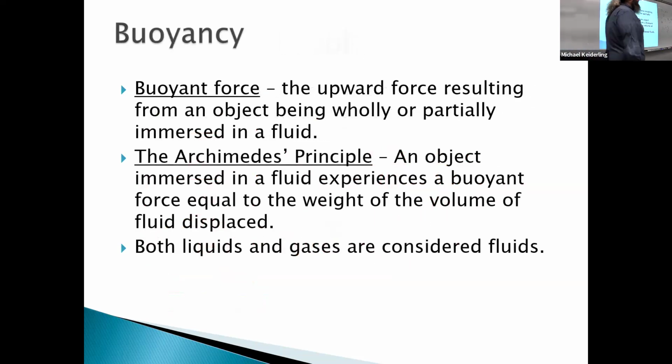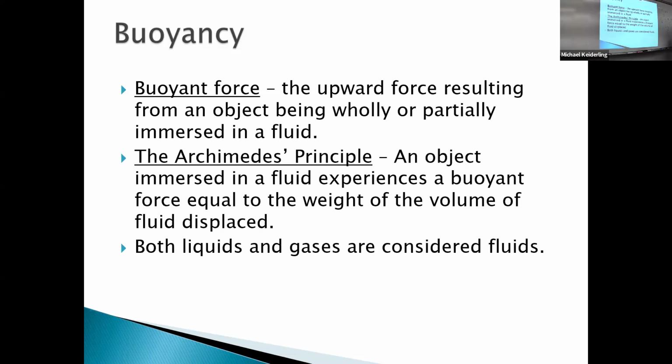So another thing that's associated with gravity is buoyancy. Buoyancy is the fact that any object in a fluid has an upward force from being wholly or partially immersed in the fluid. And Archimedes' principle says that an object immersed in fluid will experience a buoyant force upward equal to the weight of the volume of the fluid it displaces. And both liquids and gases are considered fluids.